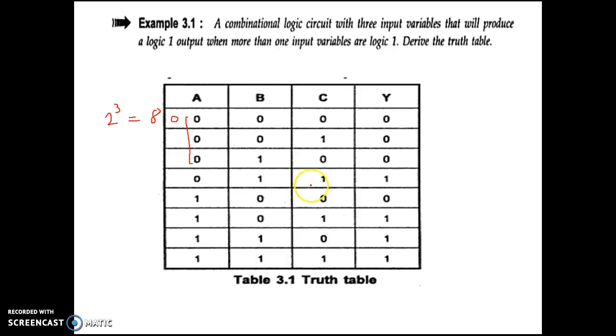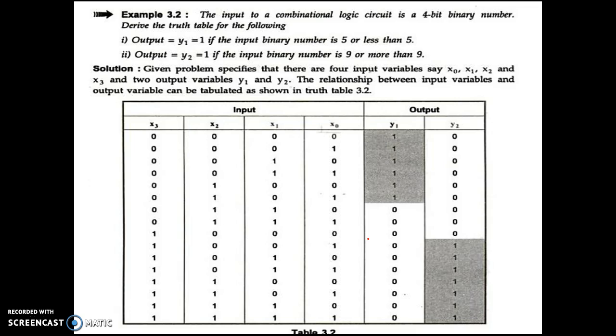Then we have 0, 1, 1. In that case more than one input variable is 1 in the combination, so it will produce 1. Just like that we build the truth table from the derived problem statement. This is another example to define the problem statement.